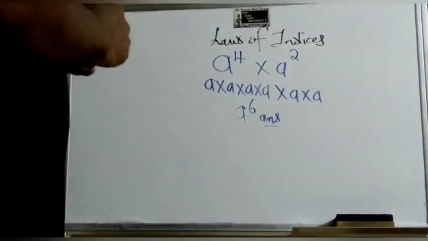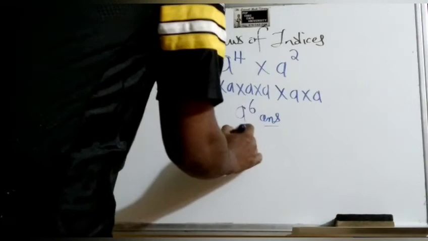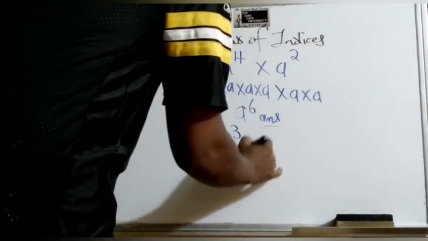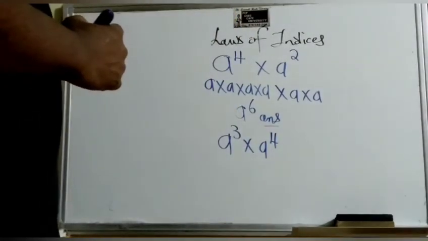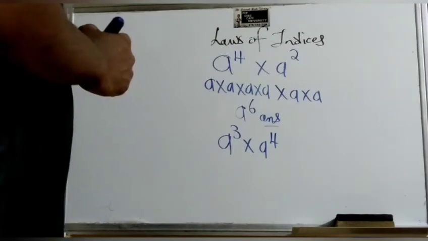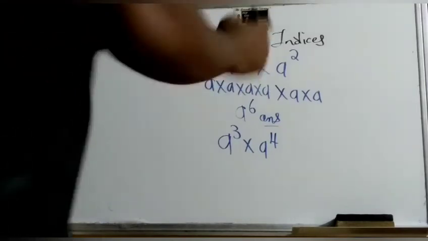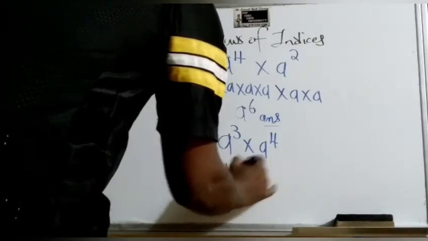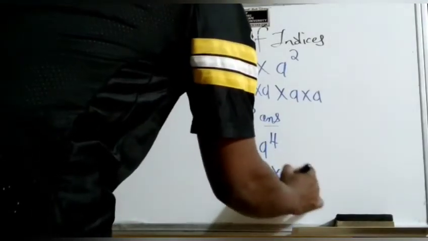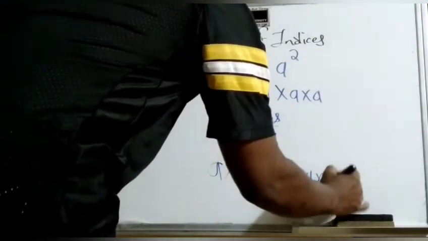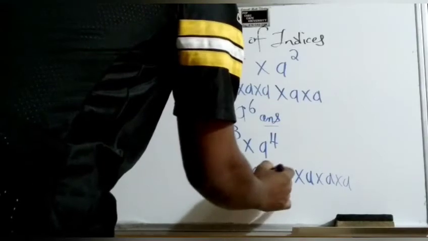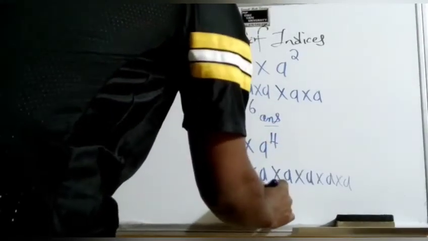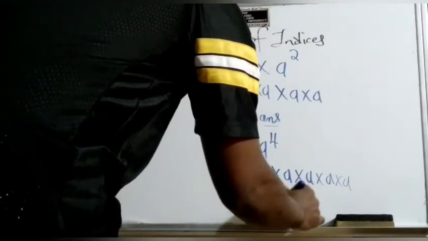I want you to notice and tell me if you see a pattern. So let us say we have a to the third times a to the fourth. What will we get? You can pause the video and try. Alright, let's go. So it's a times a times a, this is 3 times, times a times a times a times a. So it's fair to say that we will get 1, 2, 3, 4, 5, 6, 7. So it will be a raised to the 7th power.